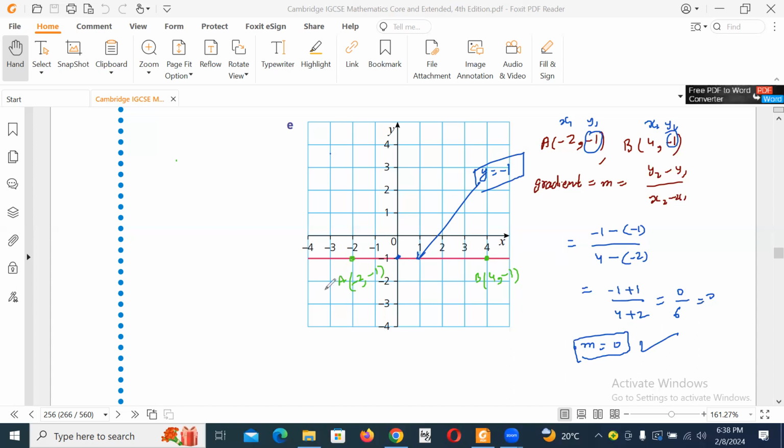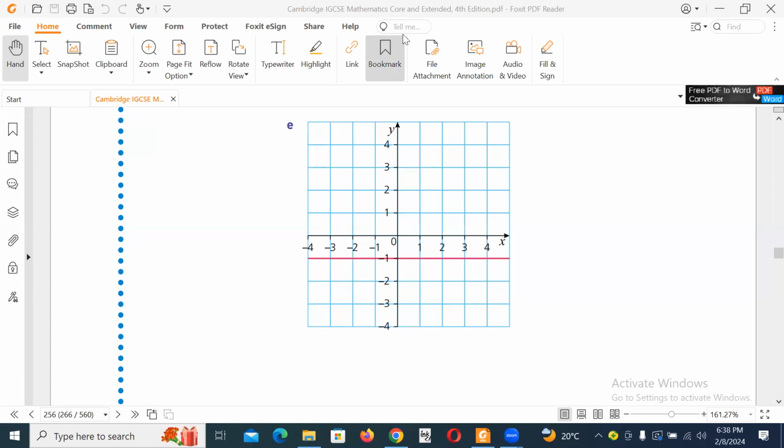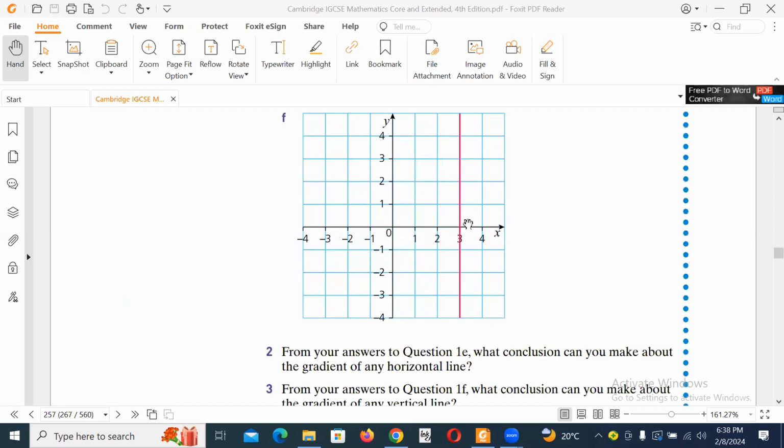Now we move on to a vertical line, and for a vertical line we say the gradient is undefined. We are not able to find the gradient. Let's have a look. One vertical line. Let's check what the gradient is here. If we take any 2 points, one point is here, let's suppose A, it is 3 along the x-axis and 2 along the y-axis, and one more point, B, it is 3 along the x-axis and -4 for y.